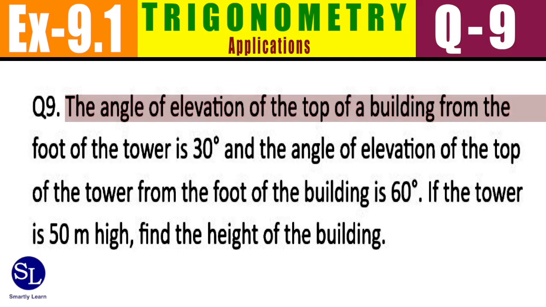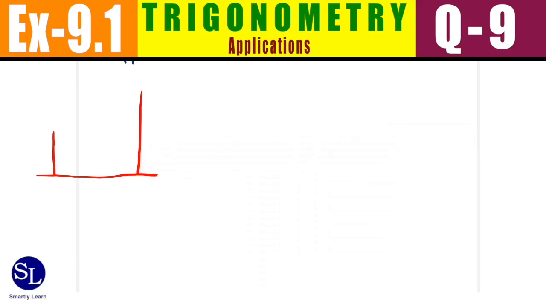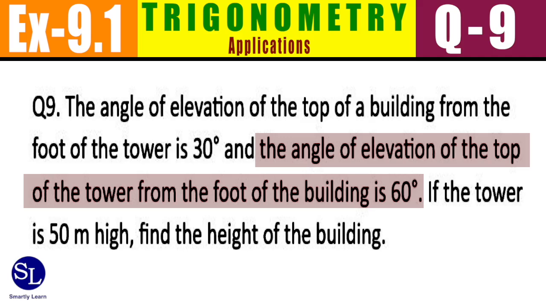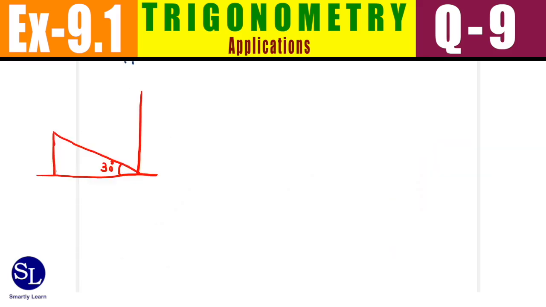The angle of elevation of the top of a building from the foot of a tower is marked as 30 degrees. So the foot of the tower, let's assume this part is the tower. This is going to be the angle of elevation. So I'm marking this value as 30 degrees. Now, the next statement that was given to us, the angle of elevation of the top of the tower from the foot of the building is 60 degrees. So if this is the building, I'm going to mark this angle as 60 degrees.